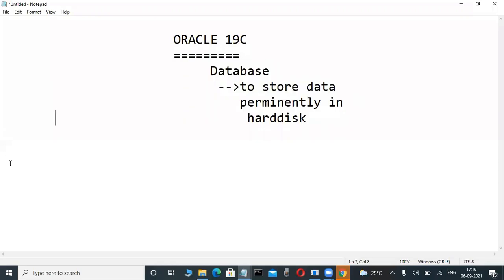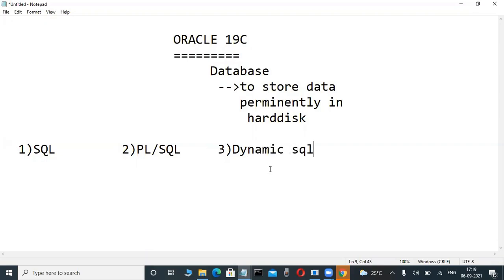If you want to operate on this data, which language do we use? SQL is a language. Another language is PLSQL. PLSQL is a language. Another one is Dynamic SQL, also a language.